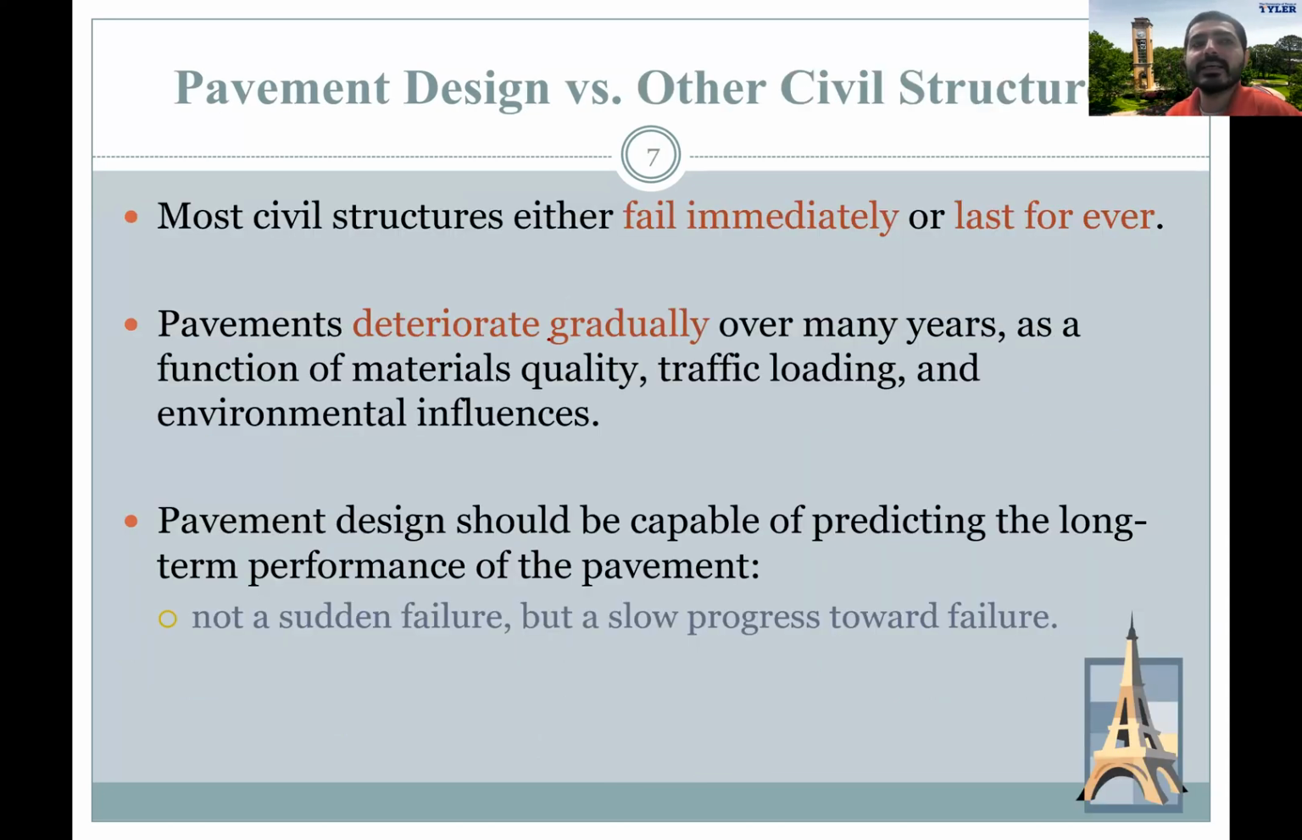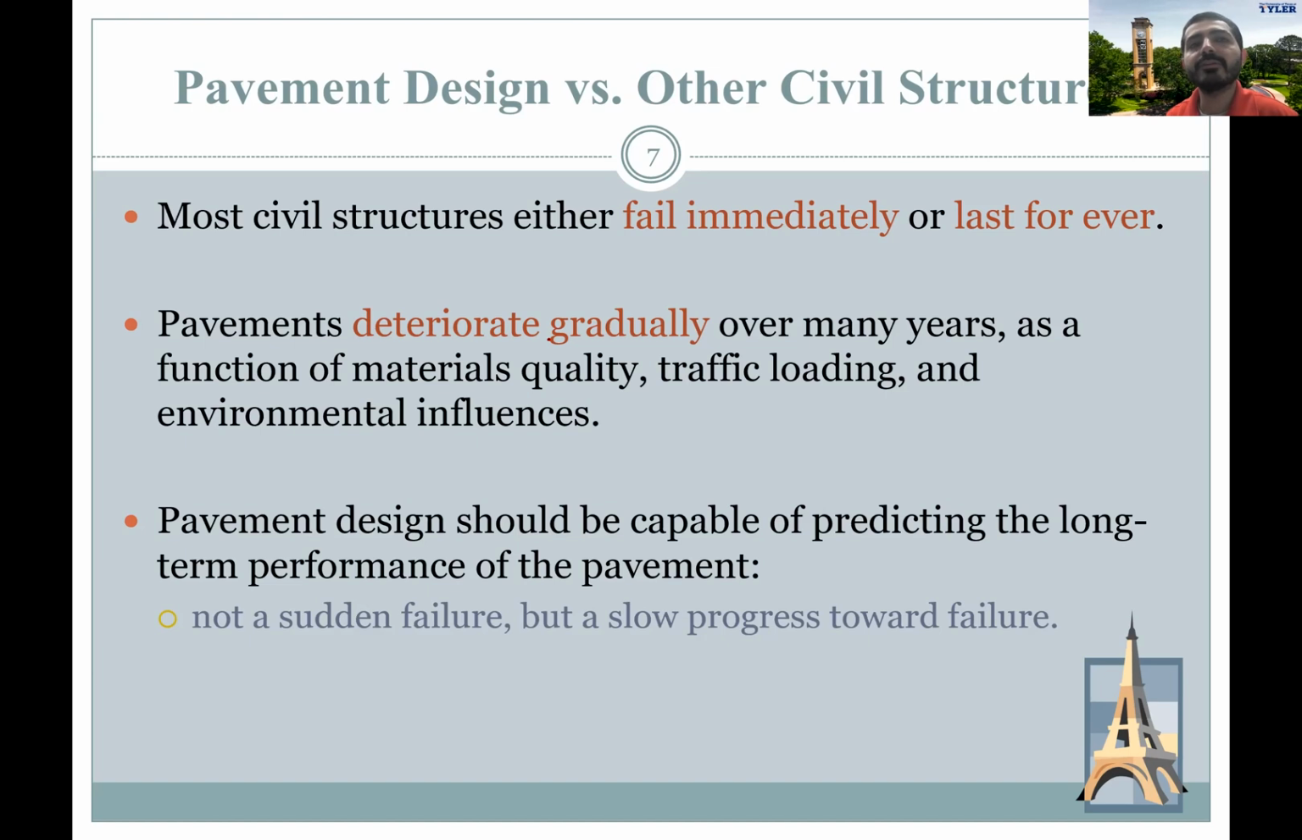Something interesting here when it comes to pavement design, compared to other types of things that we build as human beings: most civil engineering structures either fail immediately or they last forever. They fail immediately sometimes if there's something wrong with a bridge design, like what happened with the Tacoma Bridge in the state of Washington, it failed in a matter of seconds. Or we can build structures that last almost 50 years or more, such as water reservoirs or dams.